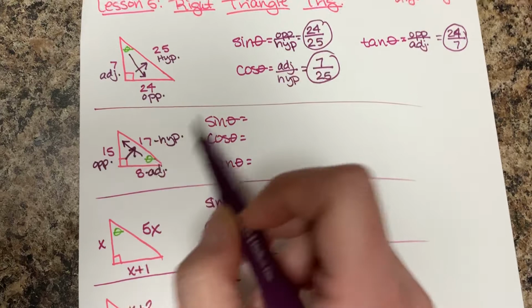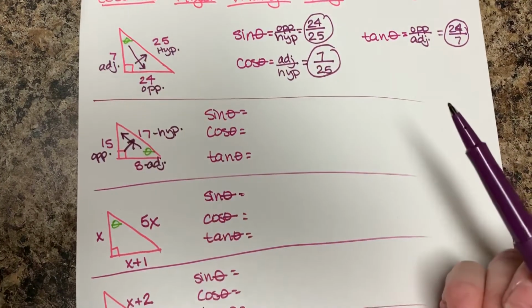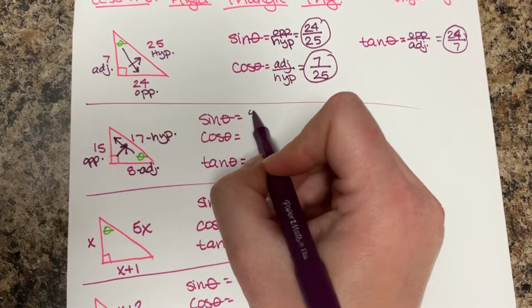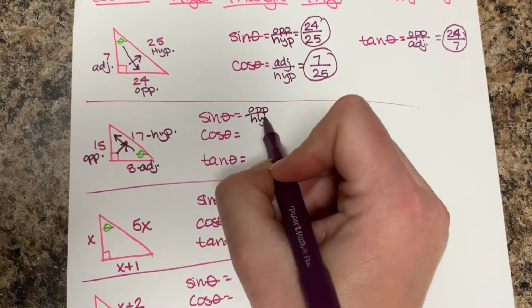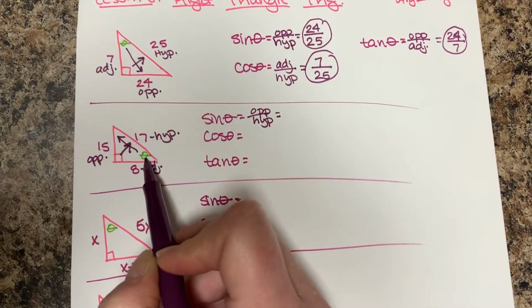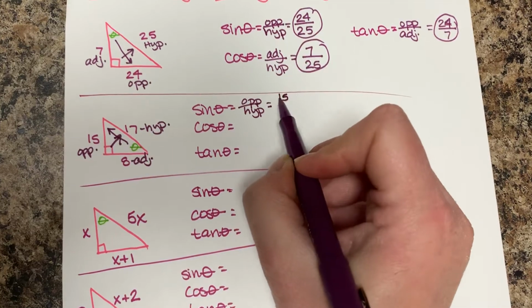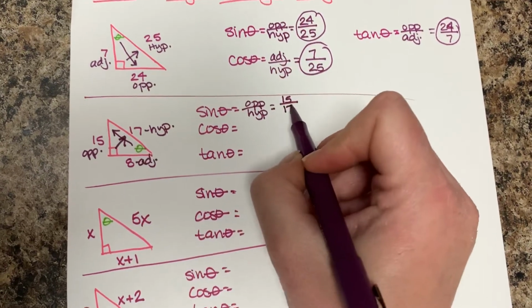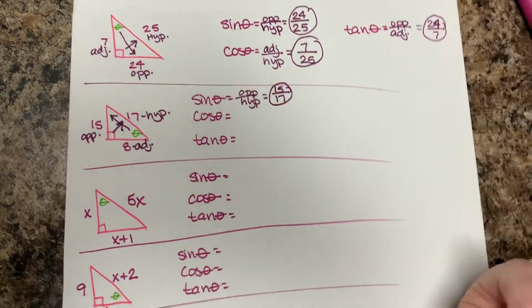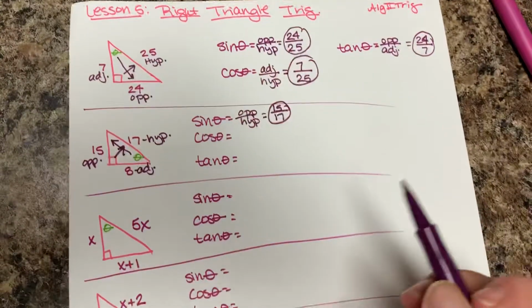So now we're just going to do like we did here, but with these numbers and these sides. So sine of theta is the opposite over the hypotenuse. So theta, our opposite side is 15 over our hypotenuse, which is 17. There's no common factors, so that is the sine of theta.